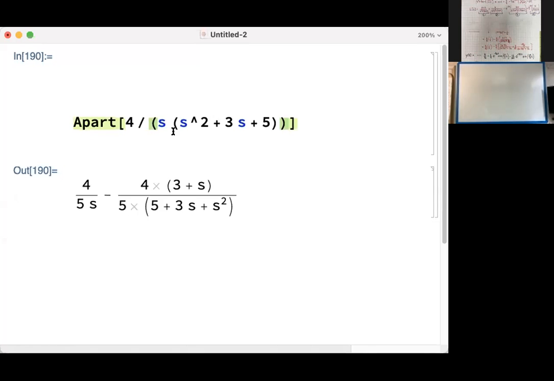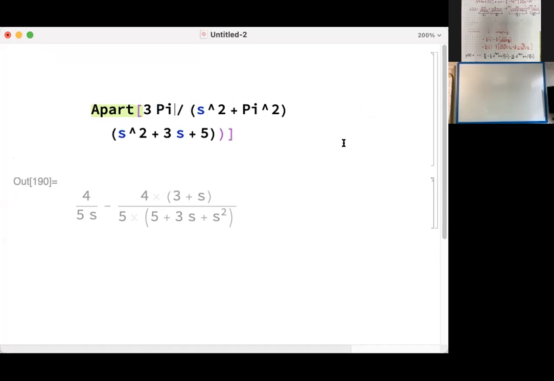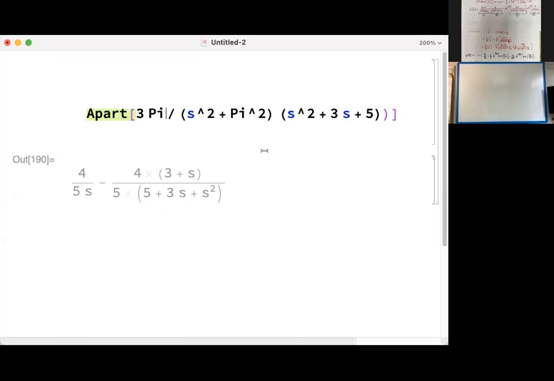And that would make this s squared plus pi squared. Got it. And what was on top? A 3 pi. Always make sure you typed what you thought you were going to type. You typed what you wanted to type. I'm missing a pairing. See, whenever Mathematica has these braces or parentheses or anything in red, it means I'm missing a pairing. So I lost that pairing right there.